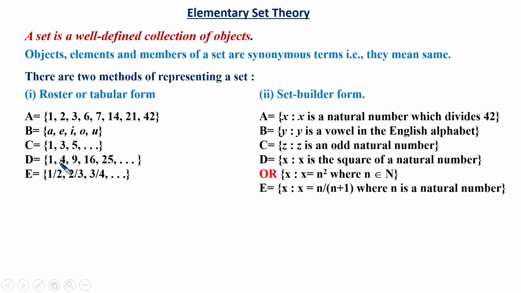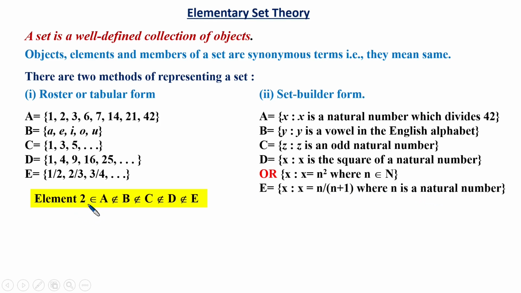Again here, suppose this set D is nothing but X such that X is a square of a natural number. So this is 1 square, this is 2 square, this is 3 square, this is 4 square, 5 square. Or I can write X such that X is equal to n square, where n belongs to the natural numbers. And here set E, I again write 1 by 2, 2 by 3, comma 3 by 4, then comma 4 by 5. So that is nothing but n by n plus 1. So you have X such that X is equal to n divided by n plus 1, where n is a natural number. Again, this is also an infinite set.